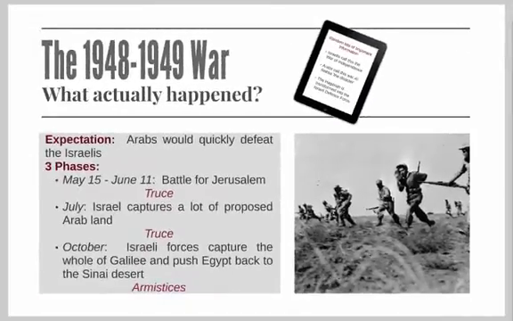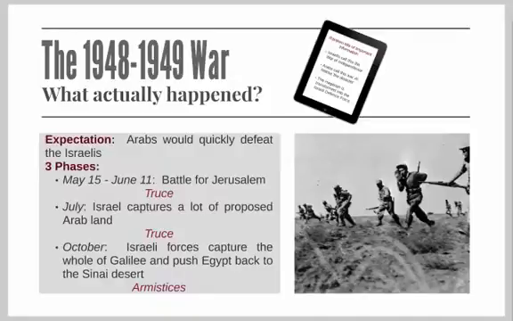So what happened? The expectation of the Arabs was that they would quickly defeat the Israelis, but that didn't happen. So what did happen? Well, the war is divided into three different phases. In the first phase, from May 15th to June 11th, the Haganah, or the IDF, is fighting the Transjordan Arab Legion, the Transjordan Army, for Jerusalem. And basically, the Israeli army captures West Jerusalem, but can't defeat the Arab Legion in the eastern part of the city. And the old city of Jerusalem remains under Arab control. In June, the UN arranges a ceasefire, which lasts for a month.